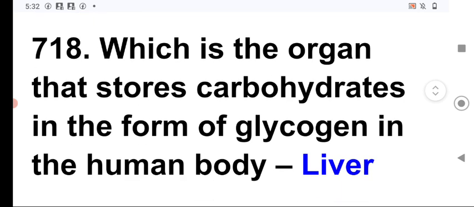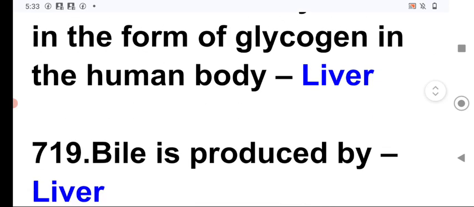Next question. What is the organ that stores carbohydrates in the form of glycogen in the human body? It is the liver, which stores the carbohydrates in the form of glycogen, and glycogen is released during fasting, and it converts into glucose to liberate energy.